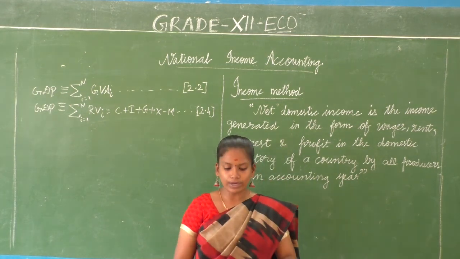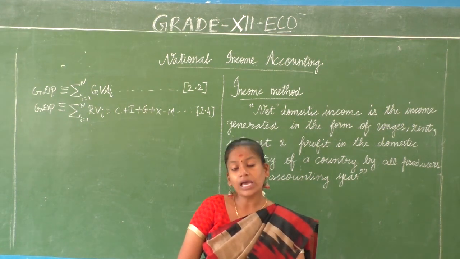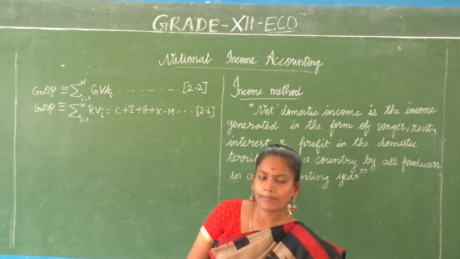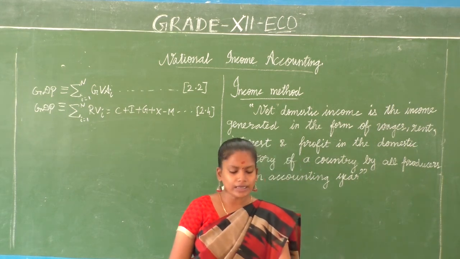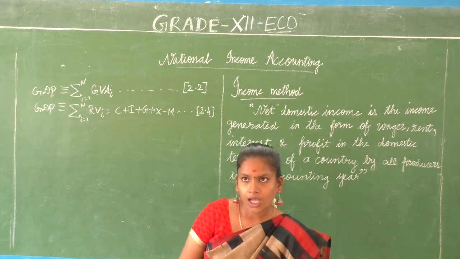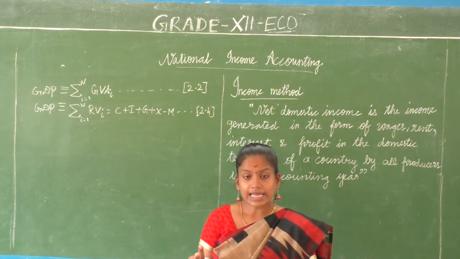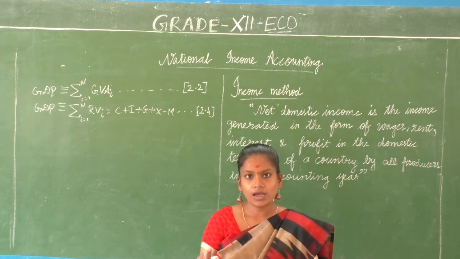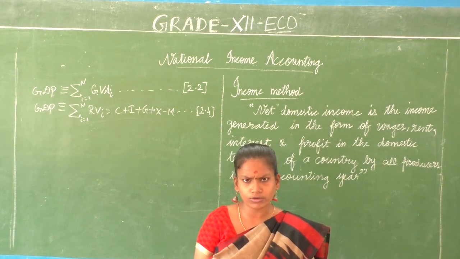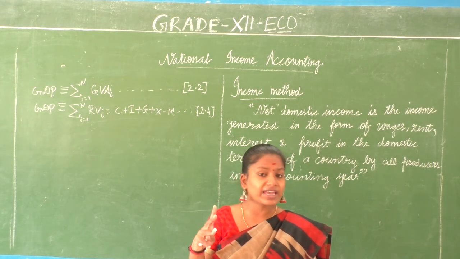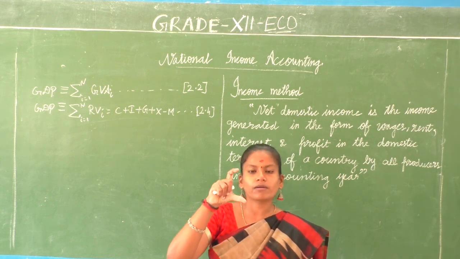What are we going to do next? The third method of how to calculate your national income is the income method. Okay, what is the third method? We are going to talk about the income method. Income means what? Earnings. Earnings will be in the form of wages, salaries, rent and profit. What is the difference between wages and salaries? Wages means daily wages, salaries means for a month.